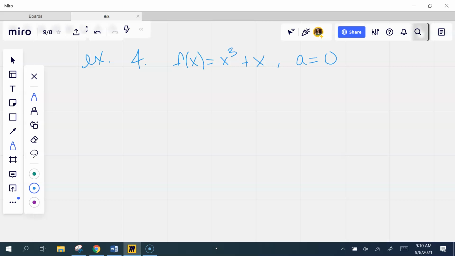Find the derivative at a equals 0. Give me 1 second. Okay. I said a equals 0 because that's the way your book gives it, but really it's x equals 0. But find the derivative at x equals 0. You know how to find the derivative. I used a different word there to describe it, but it's what you've already been doing.